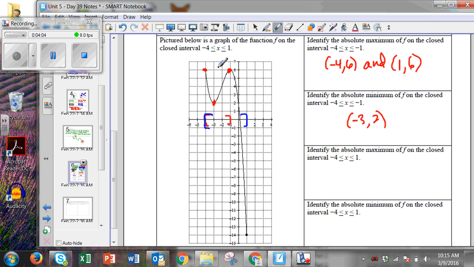What do I get for an absolute max? Hey, that's still in the interval, that's a max. So it's going to be the same exact absolute max, negative 4, 6, and 1, 6.